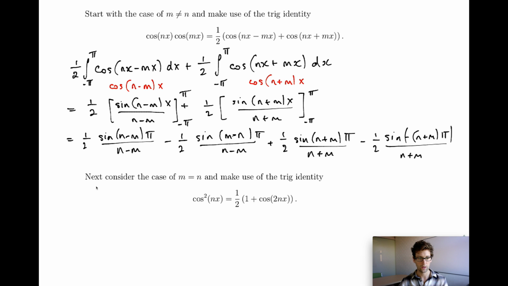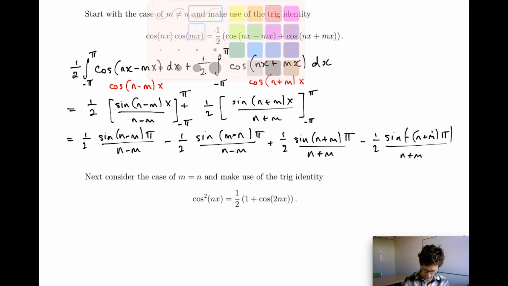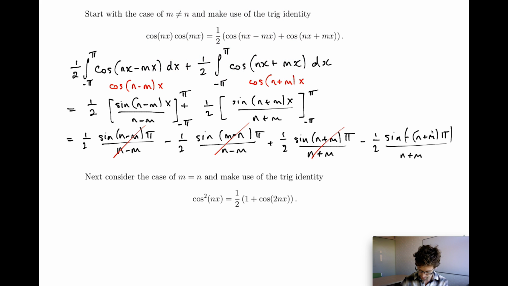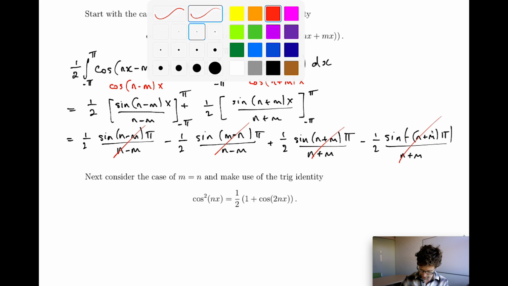Okay, so I've just stuck in x equal to pi and x equal to minus pi into this and ended up with 4 different terms. But you notice every single one of these is sine integer pi. n and m are both integers, so their difference is an integer. Their sum is an integer. And I've got sine of minus an integer times pi. So every single one of these terms involves sine integer pi, and I know that that's always equal to 0. So all of these things will be equal to 0.